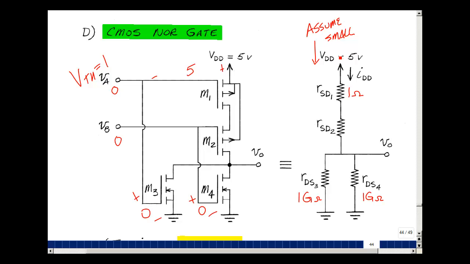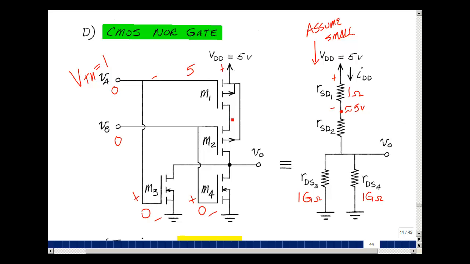If the current is small, the voltage across here is a small current times a small resistance. So say maybe you had a nanoamp times an ohm, that would be a nanovolt. This node voltage here would be 5 volts minus something in nanovolts. So this is about 5 volts.